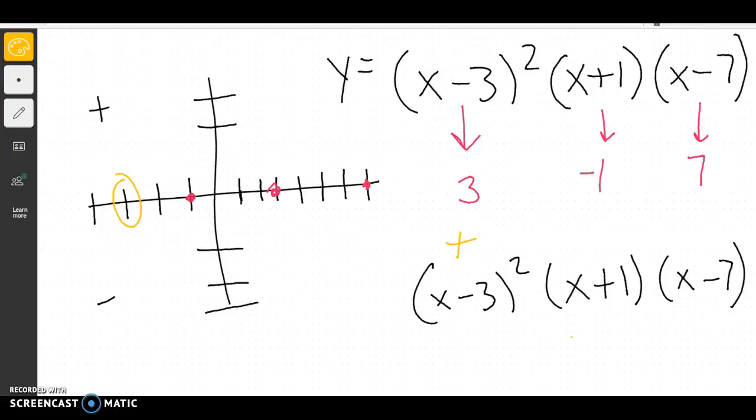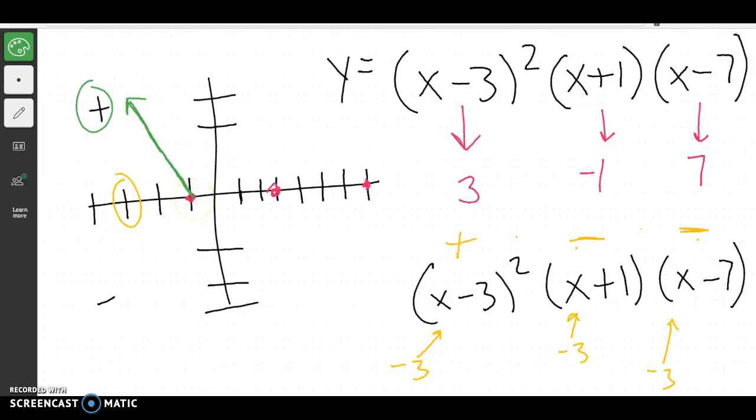We're plugging in -3 into everything and seeing whether it's positive or negative. Well, -3 minus 1 is -4... -3 plus 1 is -2. And then -3 minus 7 is -10. Now we figure out, once we've multiplied, what kind of answer we get. A positive times a negative is negative, and a negative times a negative is positive. So we now know this graph started on the positive side and went down.